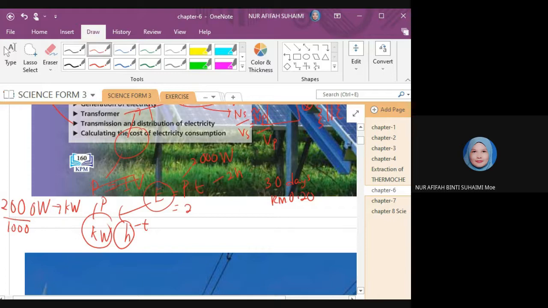So we get 2 kilowatts times the time. The time must be in hour. So here it's easy, times 2 hour. And then for 30 days, you need to times 30, for 30 days for a month, depending on the question. Now we get the total energy, 2 times 2 times 30. How much?